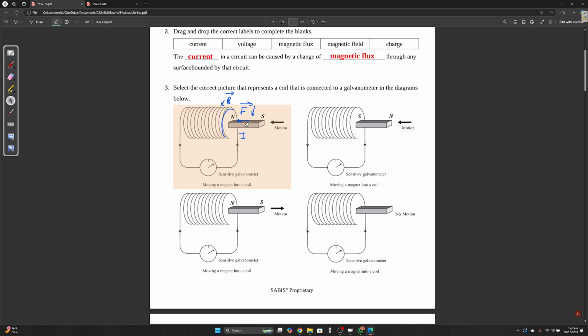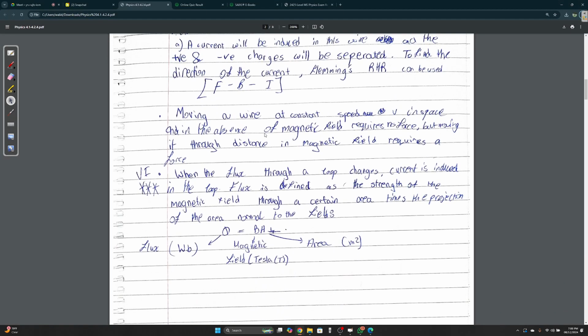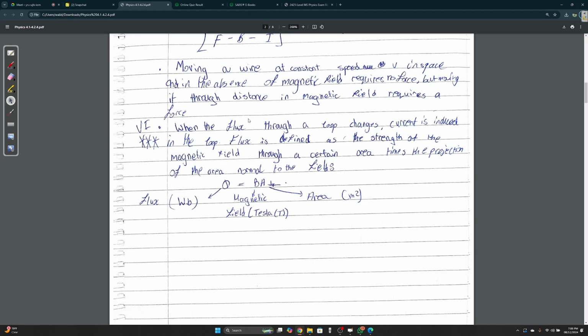Okay. So the same way when we used to put a current and a magnetic field, it would give you a force. Now if you put a force and a magnetic field, you're going to get a current, but it's a small current. Moving a wire at a constant speed v in space and in the absence of a magnetic field requires no force, but moving it through a distance in a magnetic field obviously requires a force. Okay, that makes sense. If there's no magnetic field, there's no force. If there's a magnetic field, there's a force.